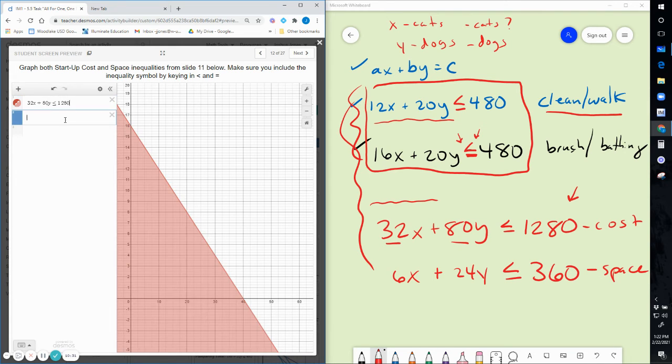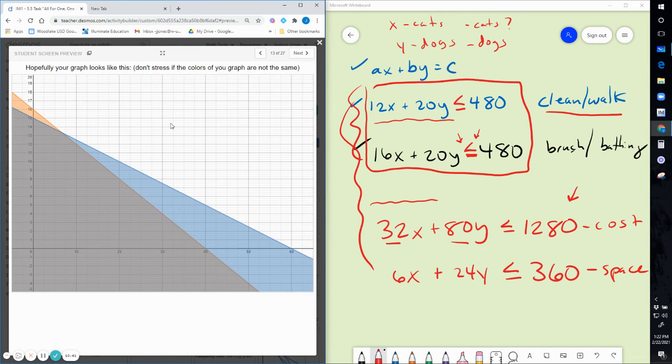Okay? Now you make sure you graph the next one and see how it looks. Remember, you're going to be looking for the super shaded, right? So graph them both together. Hopefully your graph looks like this. Don't stress if the colors of the graph are not the same. Mr. Norman's colorblind and can't tell the difference anyway. So, don't worry about it. You just know this color is different than this is different than this, and that's what you're worried about is the super shaded region, right?